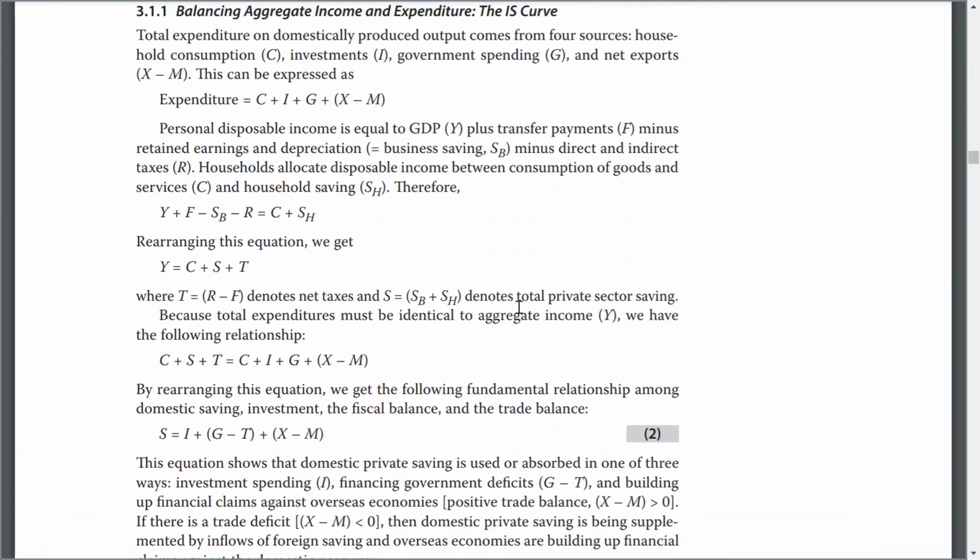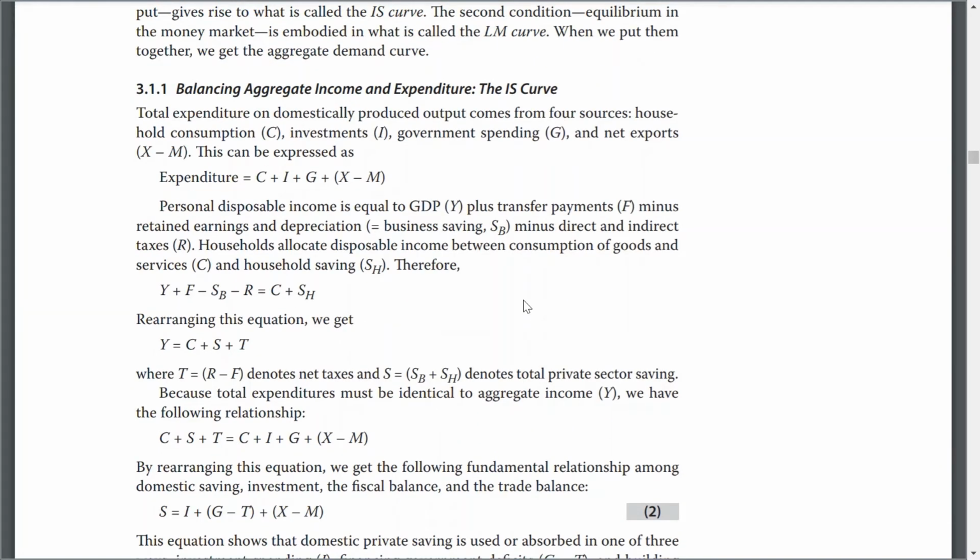Balancing aggregate income and expenditure, the IS curve: total expenditure on domestically produced output comes from four sources: household consumption, C; investment, I; government spending, G; and net exports, X minus M, where expenditures looks like this. So it literally looks like the GDP calculation model. Personal disposable income is equal to GDP, Y. So here's the calculation just using the GDP.